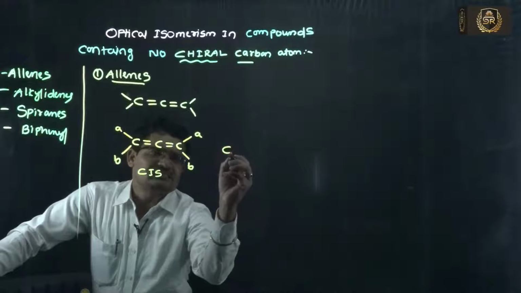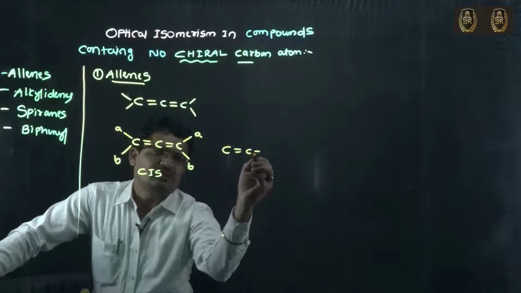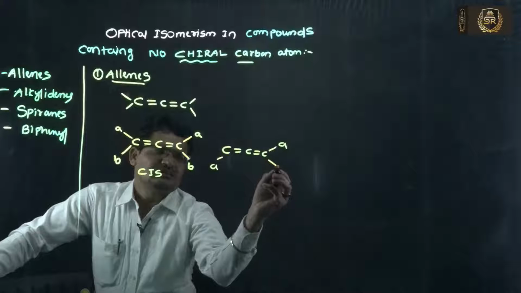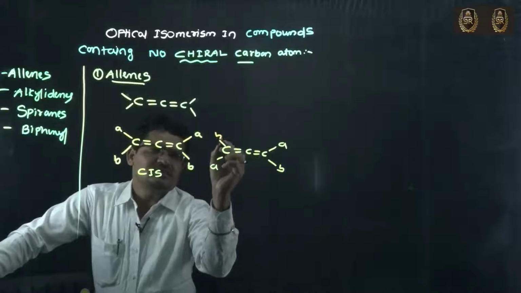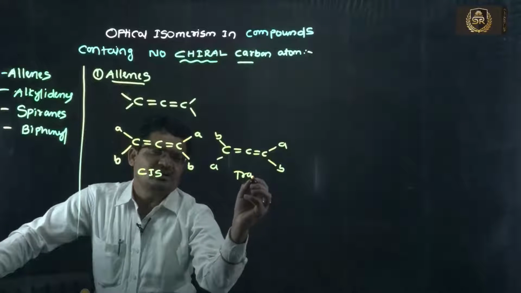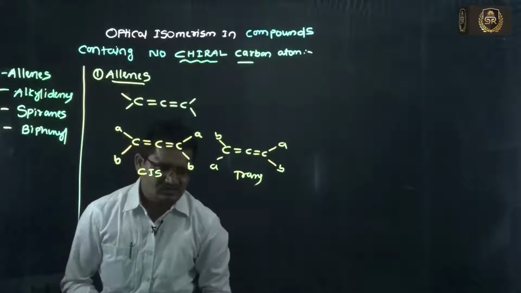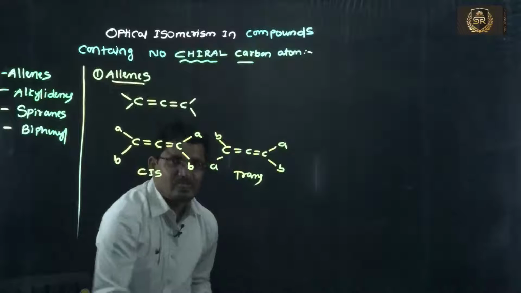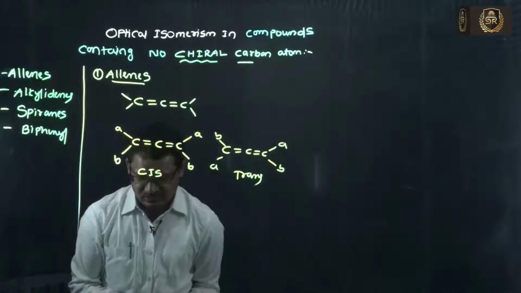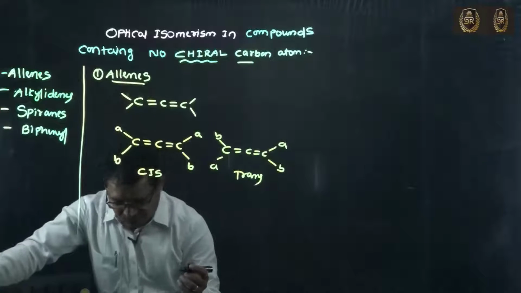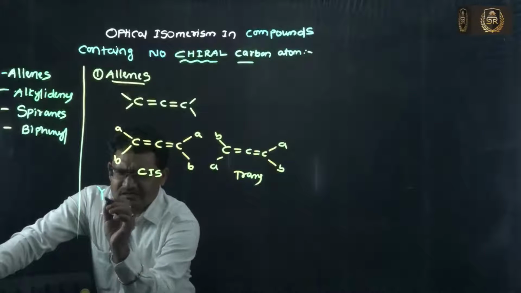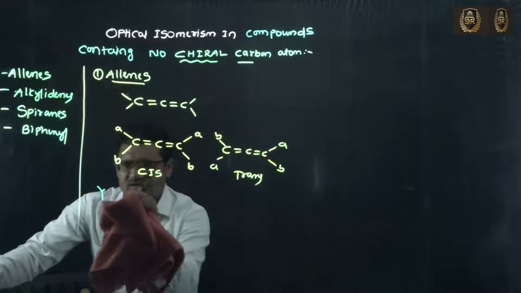What happens in the trans? C double bond C double bond C, this side A, A, and the other side B, B, arranged as trans. Allene contains three carbons and two double bonds. Let us see a few examples.